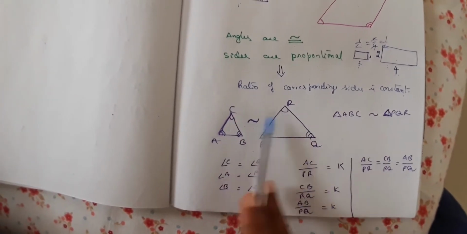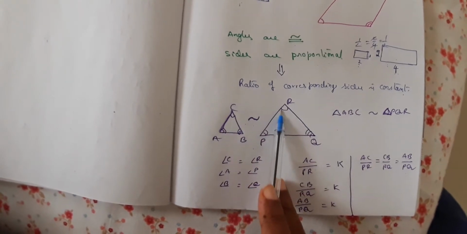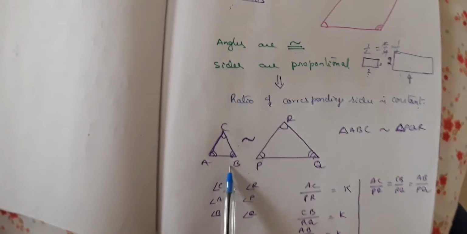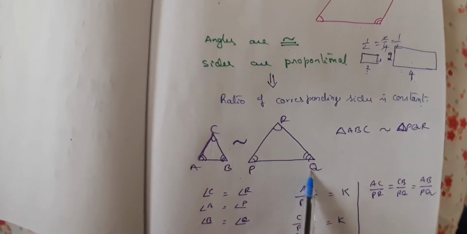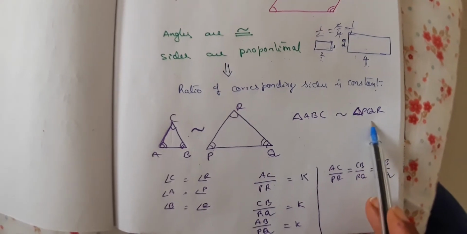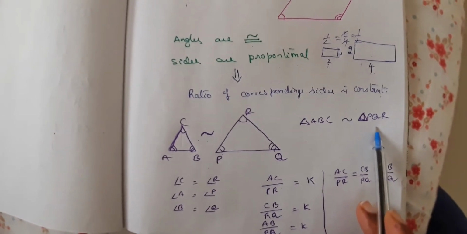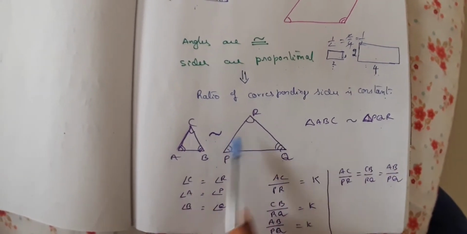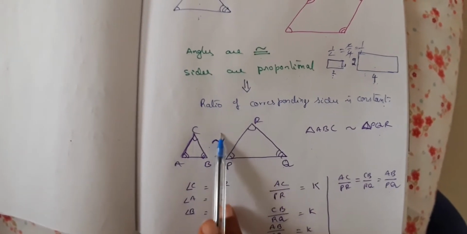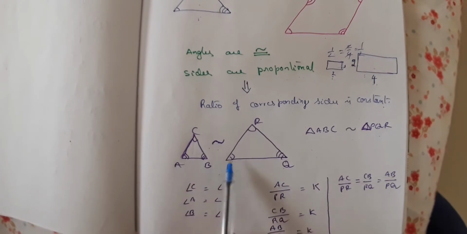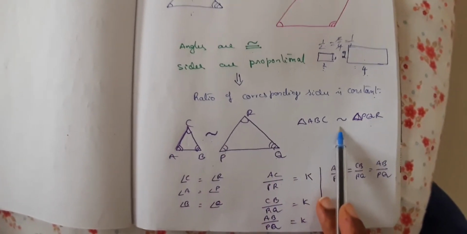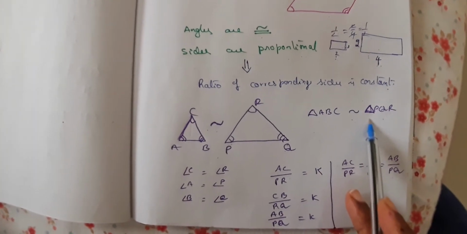See, corresponding angles are equal. Angle C is equal to angle R, angle A is equal to angle P, angle B is equal to angle Q. Only then do we say that triangle ABC is similar to triangle PQR. If not, we won't say. If it is given, it means corresponding angles are equal. And if corresponding angles are given to be equal, then obviously it follows that the two triangles are similar.